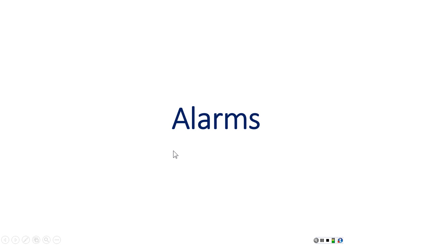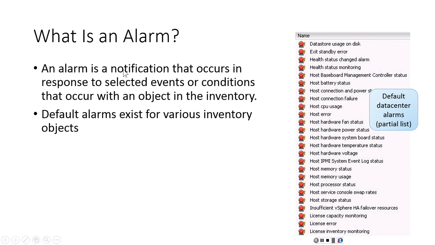In this section, we will discuss alarms. An alarm is a notification that occurs in response to selected events or conditions that occur within an object in the inventory. Default alarms exist for most inventory objects, and here's a couple examples of alarms. A data store usage alarm, a health status changed alarm, a CPU utilization alarm, a host memory utilization alarm.